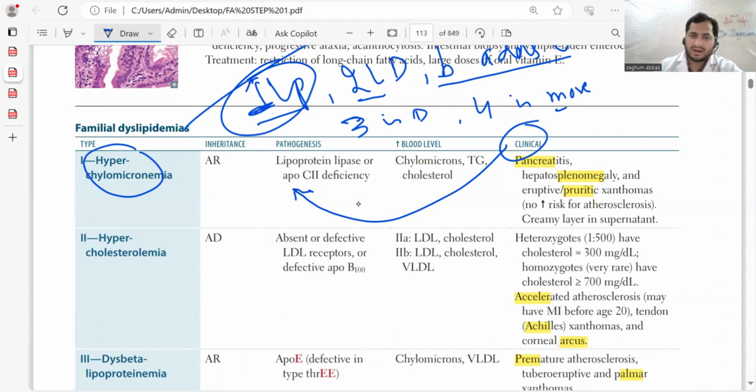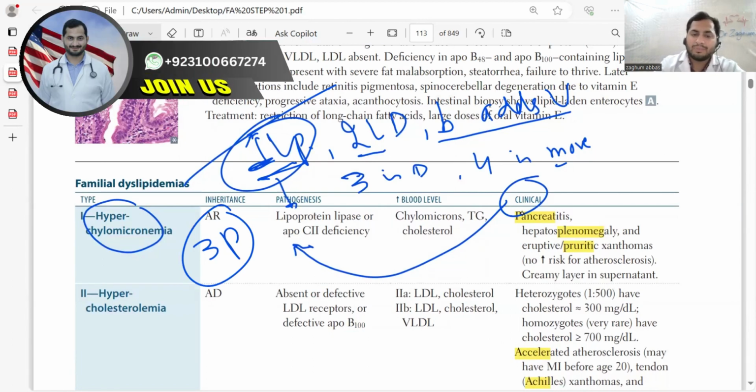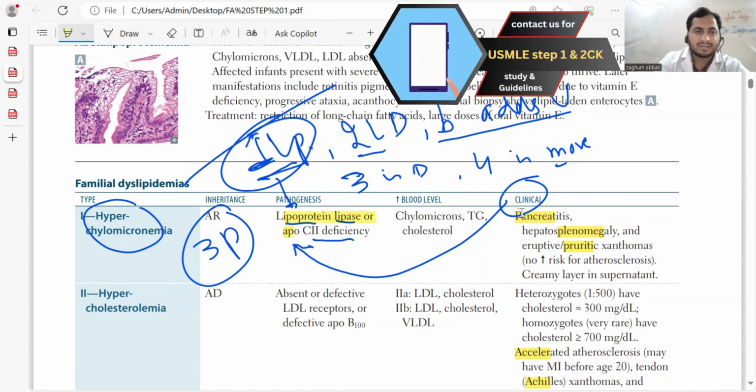So when a question is given on hyperchylomicronemia, these features will be given, and then the examiner asks which enzyme is deficient. So that is the point. How can you cover that? 1 LP. It is ending on P, so the mnemonic is 3P here. First we cover this enzyme with this LP. LP is lipoprotein lipase. Or there is a deficiency of ApoC2. So remember this lipoprotein lipase. This enzyme is high.